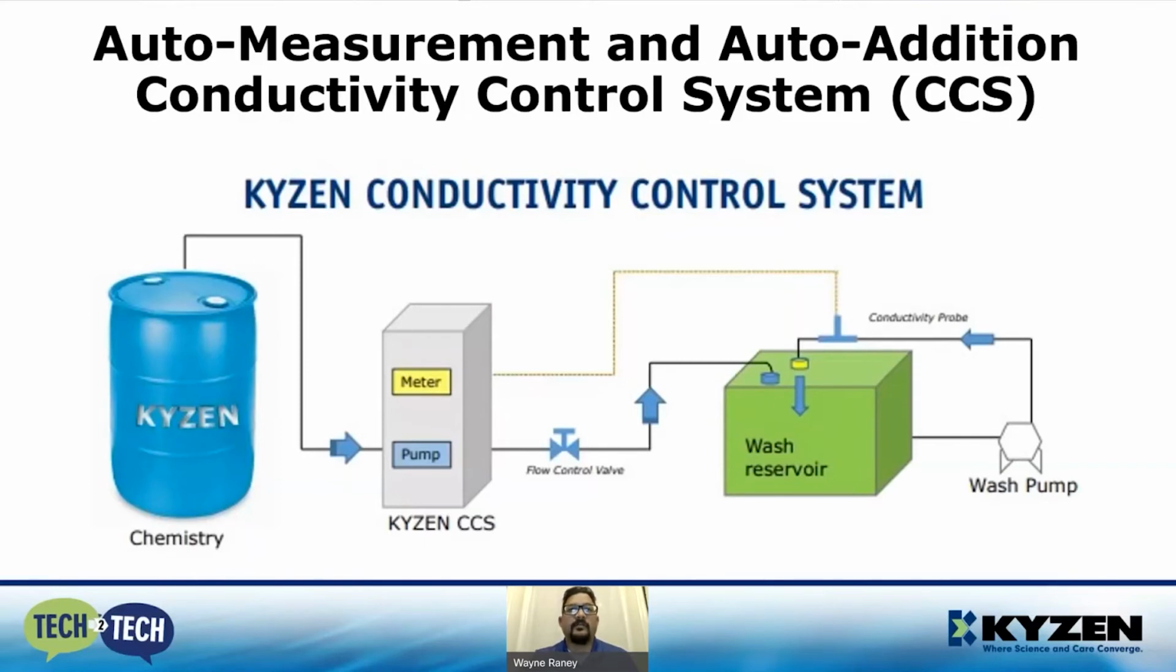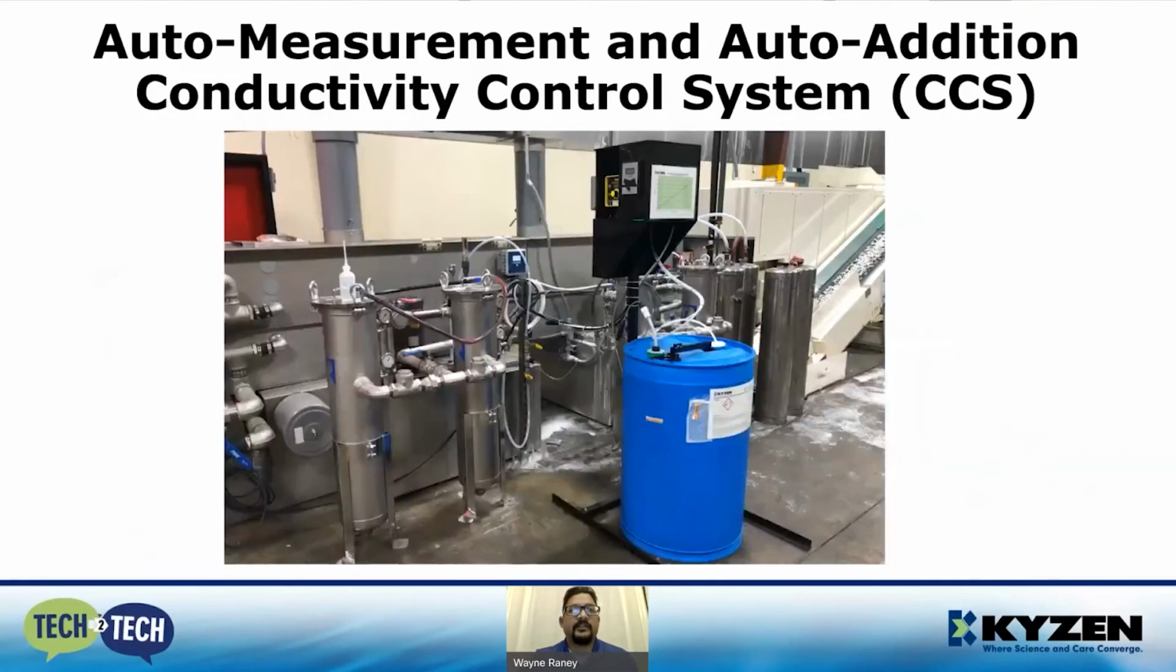It's strongly recommended to use this pump signal for indication so that the CCS only functions when the wash bath is mixed, and the probe can get a good reading. This also reduces the risk of adding chemistry to an overfilled tank. This is what the CCS looks like when the metering pump and the conductivity meter are married together in the CCS and connected to the parts washer.